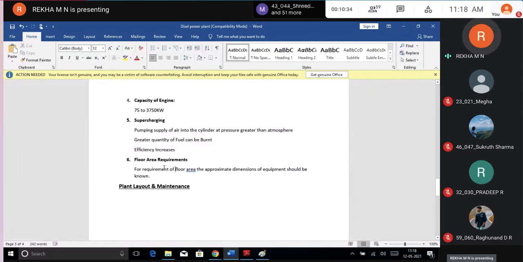Okay, now moving on to the last point, it is the floor area requirement.